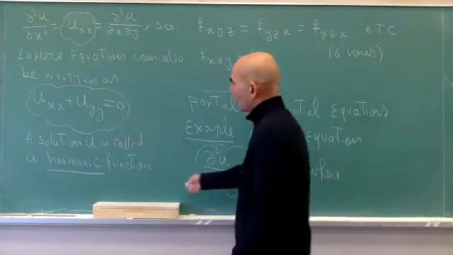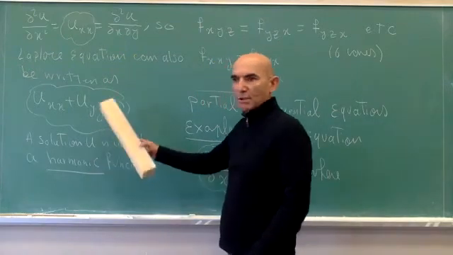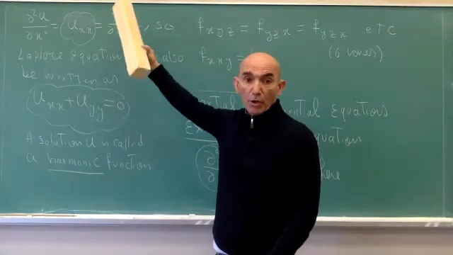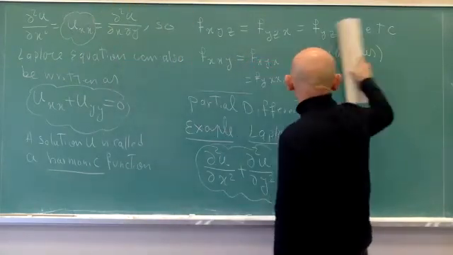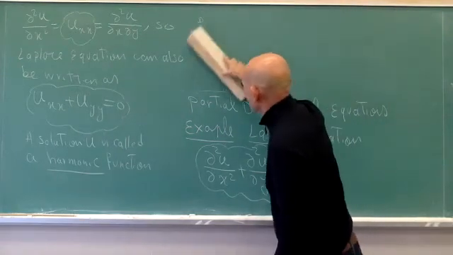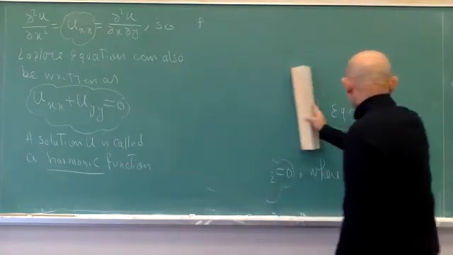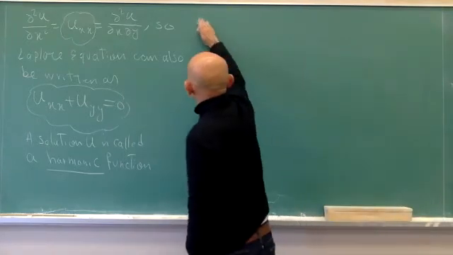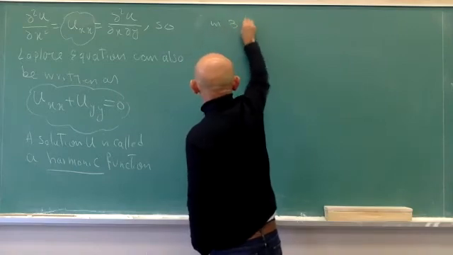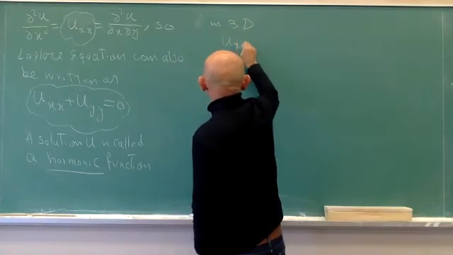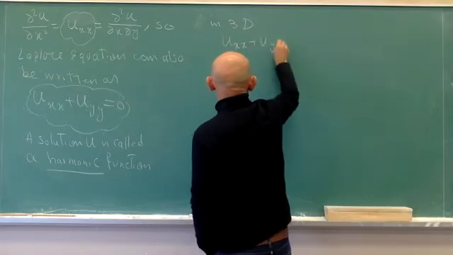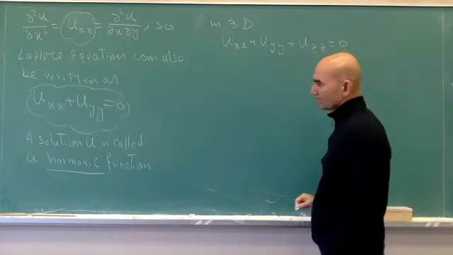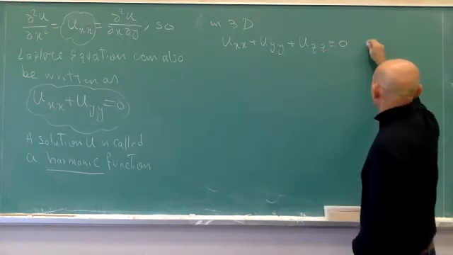Okay. Of course, you don't have to stop at dimension 2. You can go to dimension 3, dimension 4, and all higher dimensions as well. So let me just go to higher dimensions. So this is in 3D. Your equation is uxx plus uyy plus uzz equal to 0. So this is the Laplace equation.